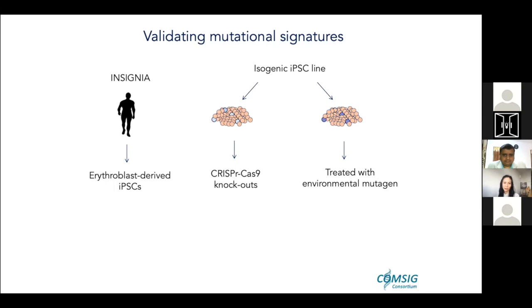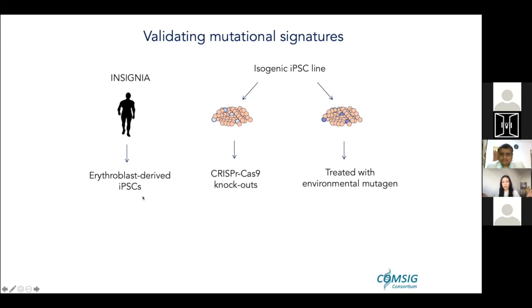And so we have done a piece of work where we've used a human iPS line. It's isogenic, and we've either treated them with environmental mutagens, the known and suspected IARC carcinogens, group 1 and 2, and then we've done CRISPR-Cas9 knockouts of different DNA repair and replication genes. Now, I'm a clinical geneticist. I deal with children with rare genetic disorders and learning disabilities. And so I've recruited patients who have recessive DNA repair defects through this project called Insignia.